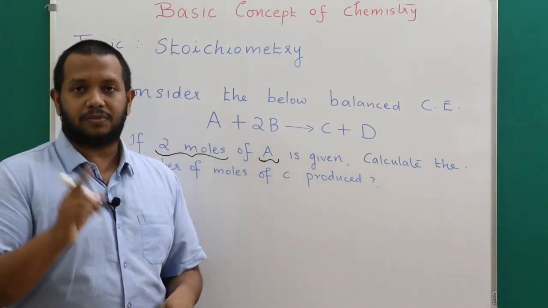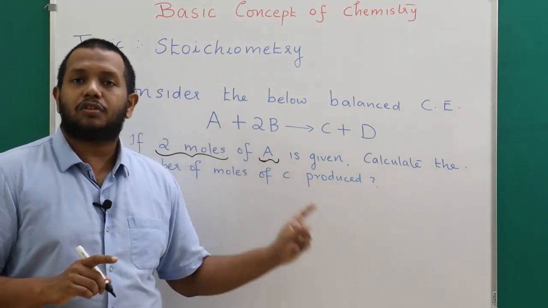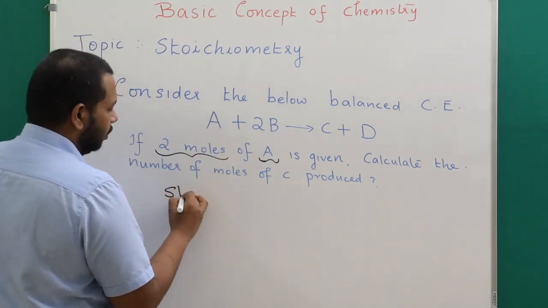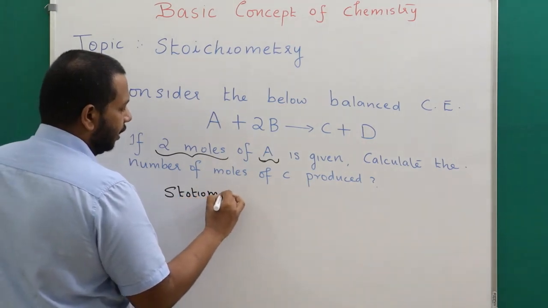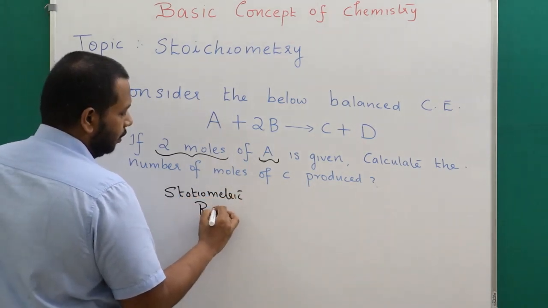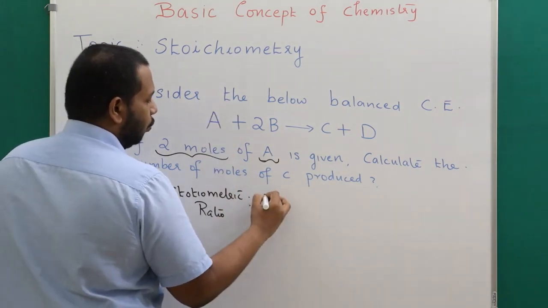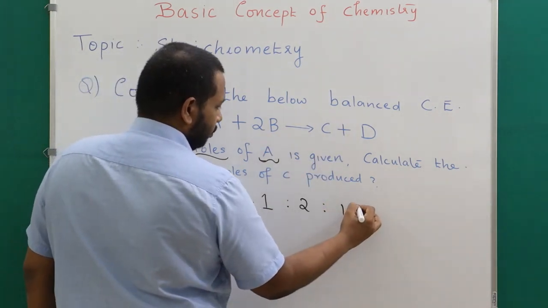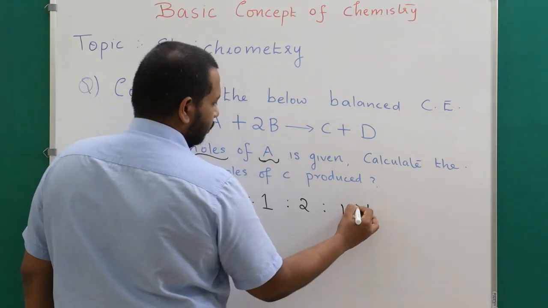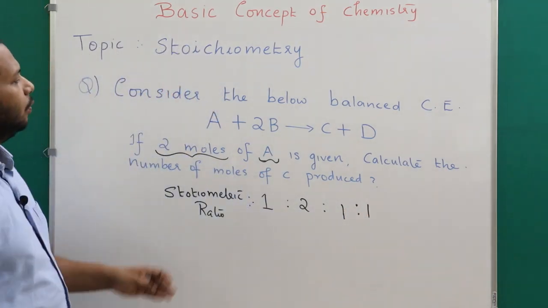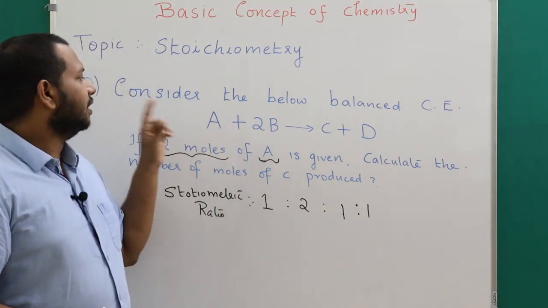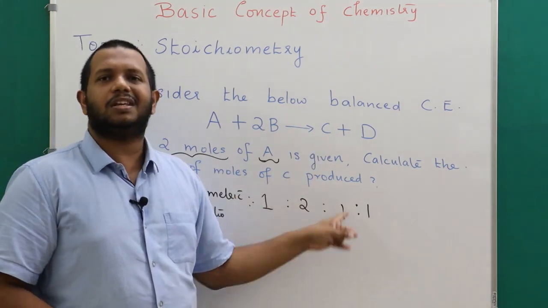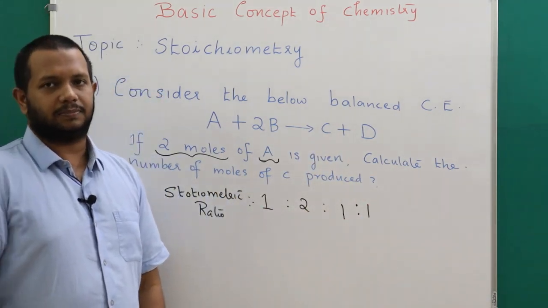If a question like this comes, the first step is writing the molar ratio or the stoichiometric ratio. The stoichiometric ratio is 1:2:1:1. So this is my stoichiometric ratio. What does it mean? This means that 1 mole of A combines with 2 moles of B to give you 1 mole of C and 1 mole of D. This is the meaning of this.